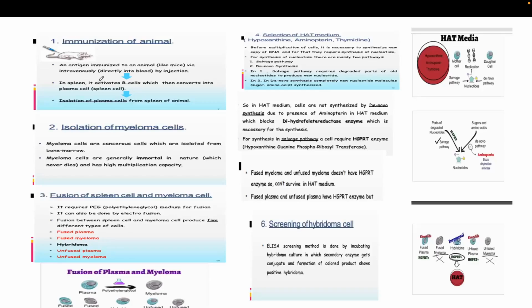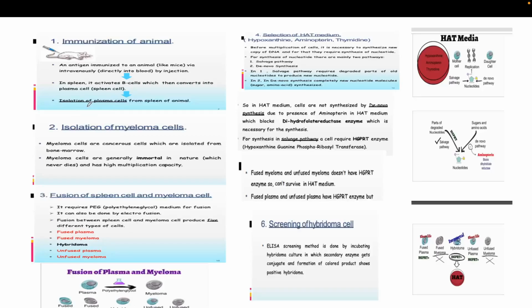Then what will happen in the spleen is that it activates the B cell to produce the antibody against that particular antigen. It converts into two types of cell: the plasma B cell and the memory B cell. This plasma B cell will produce the antibody against that particular antigen. Then you have to isolate this plasma cell from the spleen of the animal.